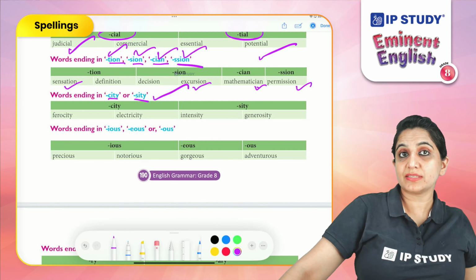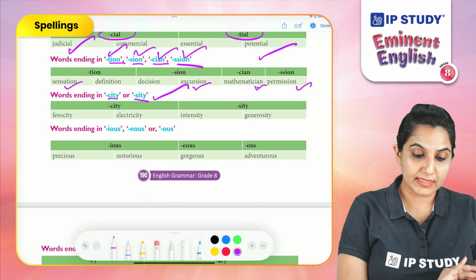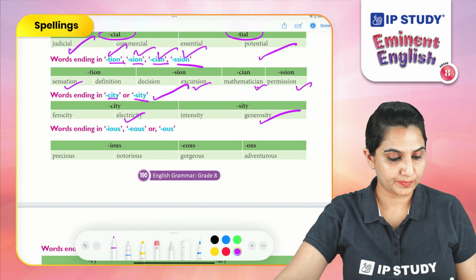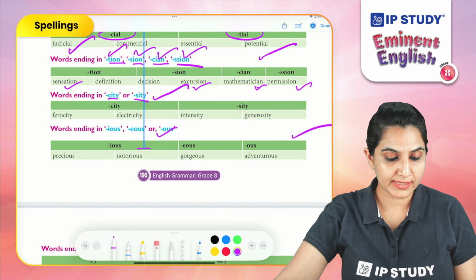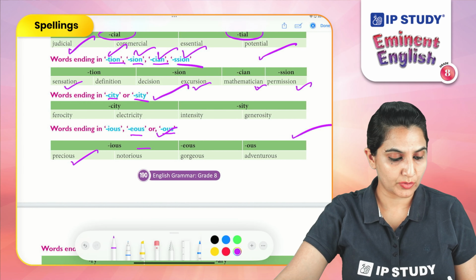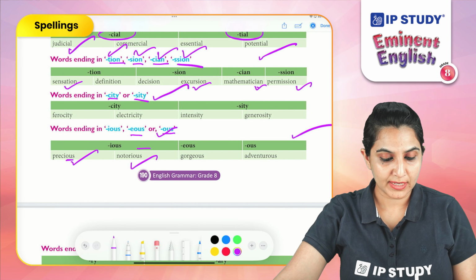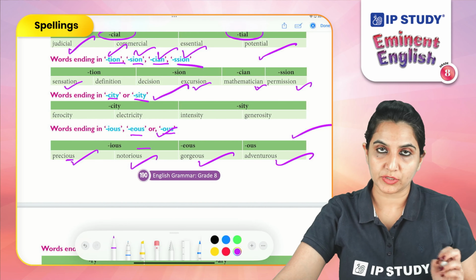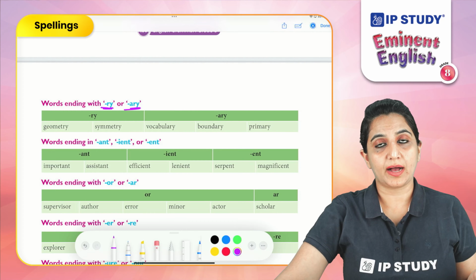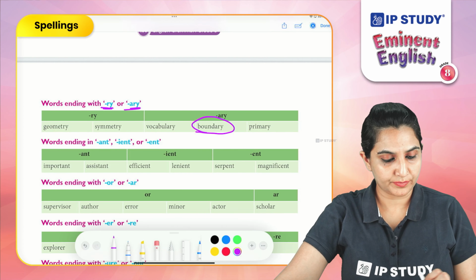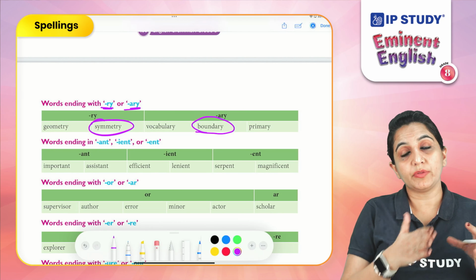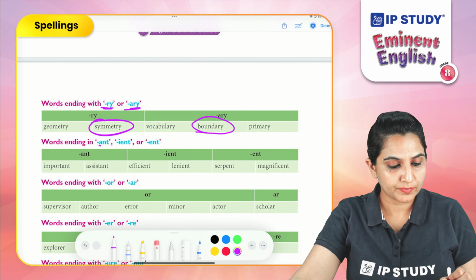So these suffixes are like homophones, right? But when you use them, they form completely different words. Electricity, generosity. There are words with OUS, IOUS, EOUS, like precious with CIOUS, notorious with IOUS, gorgeous with EOUS, adventurous with just OUS. Words ending with RY and ARY: boundary, symmetry, right? So all of these suffixes are like homophones, but when you add them, they form completely different meanings.